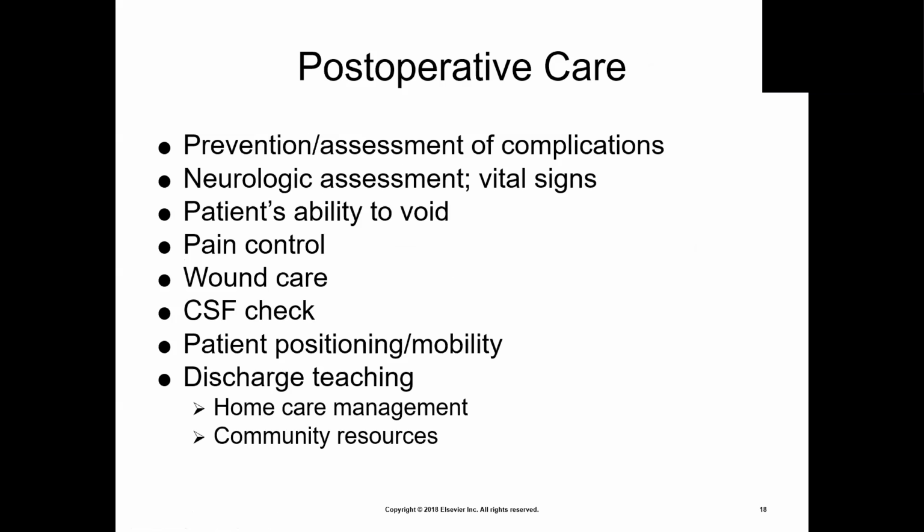With any procedure, obviously you're going to be checking to make sure that they're able to void, their vital signs are stable, neuro assessment is intact, any kind of pain control, wound care that they might have. Depending on where they have done the procedure, obviously we're going to check for any drainage that could potentially be cerebral spinal fluid. We're going to be working on positioning and ambulating for them. And then just setting them up for success in regards to home care as well. Any resources they might need, things of that nature. Okay.